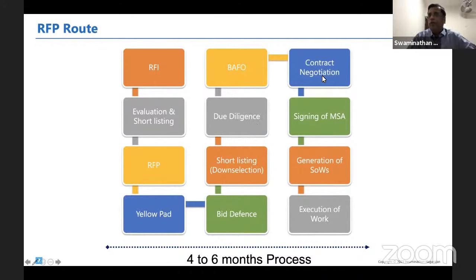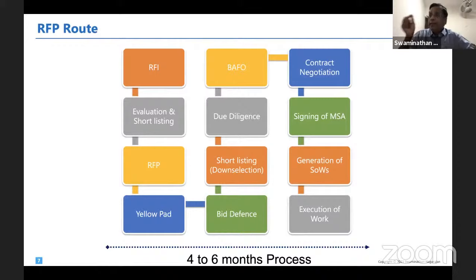After the BAFO, the customer might say either 1% or 2% and do a contract negotiation. At the end of the contract, you sign an MSA, what is called a master service agreement. Only when you sign, now you have become an official service provider to the bank. Now, can you start work? Of course, you can start work now, but remember, what does the MSA tell you? The MSA tells you, I have selected you for 5 years as a service provider.